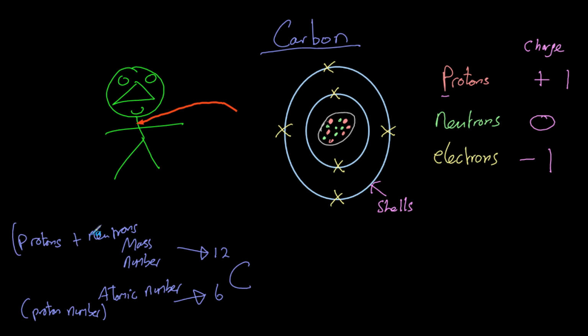Should have really done this in a different colour, but you can see it there. Protons plus neutrons. In this case, it's 12 because we have 6 protons, and we've also got 6 of these green dots, which are neutrons. So 6 plus 6 is 12.